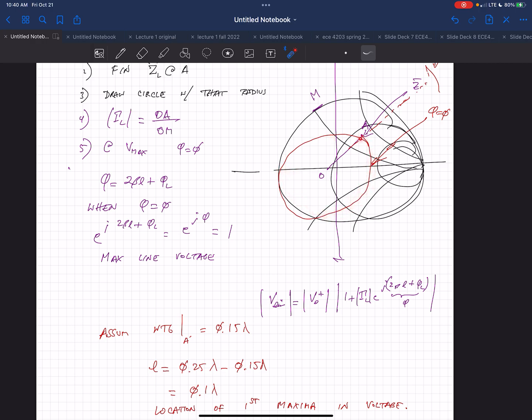Okay, and if I calculate the distance between the WTG point from here to here, that is how far I need to travel back from my load to hit my first minimum along this line. And then I can move another distance lambda over 2 to get to the next maxima, and another lambda over 2 to get to the next minimum, and so forth. I'm just going to have a bunch of minima and maxima as I walk away from my load.